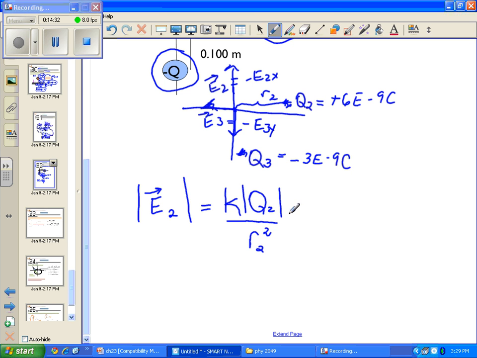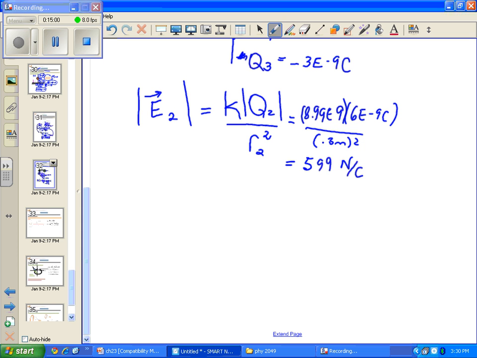We can call this R2 if we wish, or just substitute the numerical value. So let's put in our numbers: 8.99 e to the 9, Q2 is 6 e to the minus 9, divided by 0.3 meters squared. That gives us a value of E2, rounded to 3 significant digits, of 599 newtons per coulomb. Good. Now let's do the same for E3.